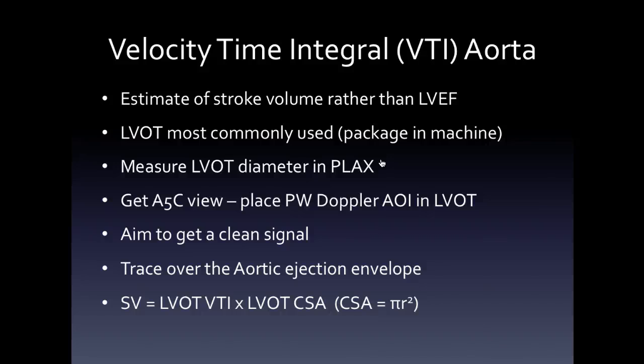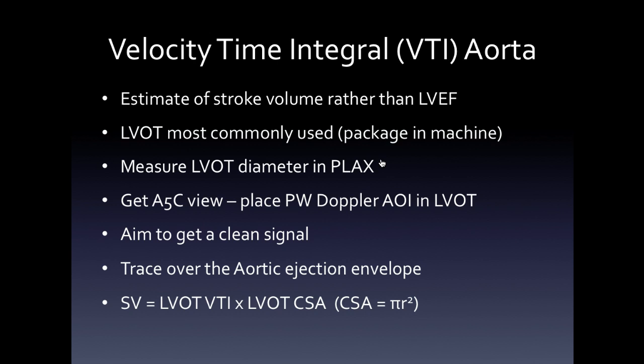The idea is that you're going to put your area of interest in the left ventricular outflow tract, and you're going to assume that the velocity time integral of the Doppler signal of the left ventricular outflow tract will in some way give you an indication of stroke volume. And if you know the stroke volume and the heart rate, you can get the cardiac output, which is really gold dust. The problem is that it makes a lot of assumptions.